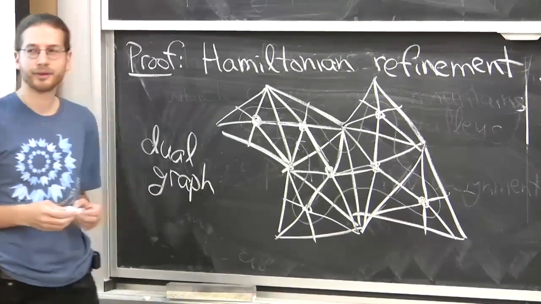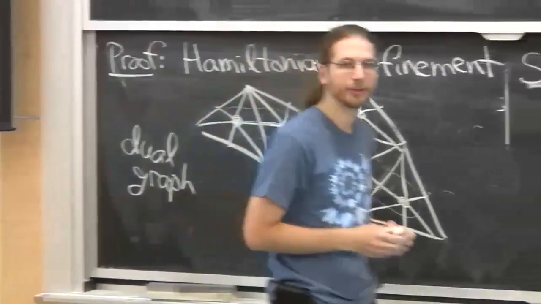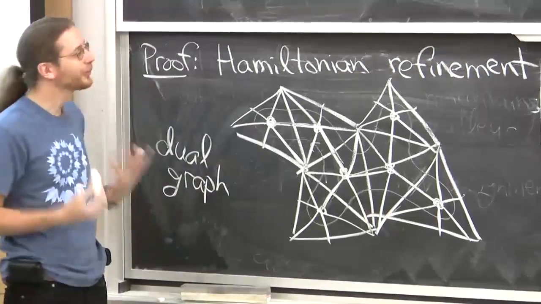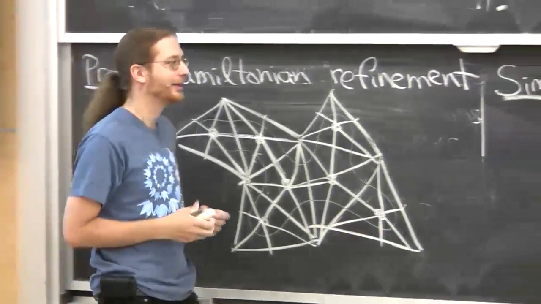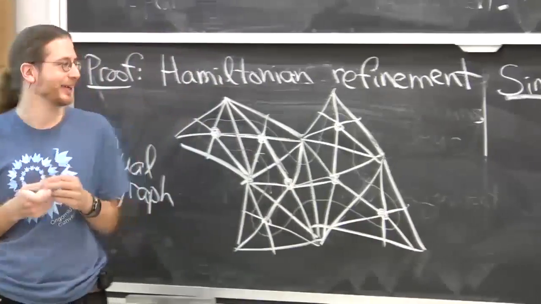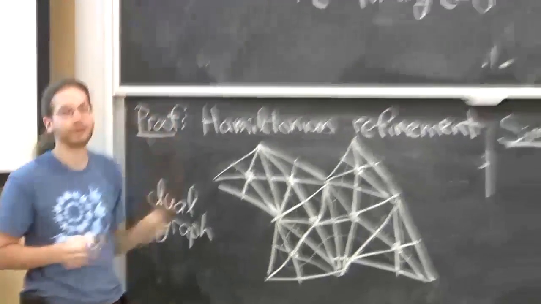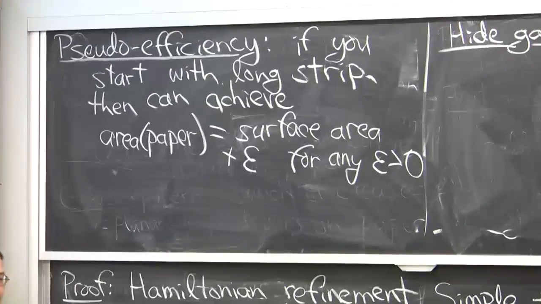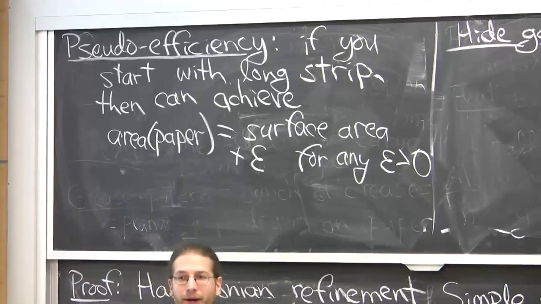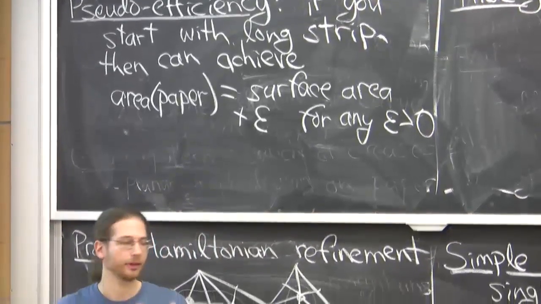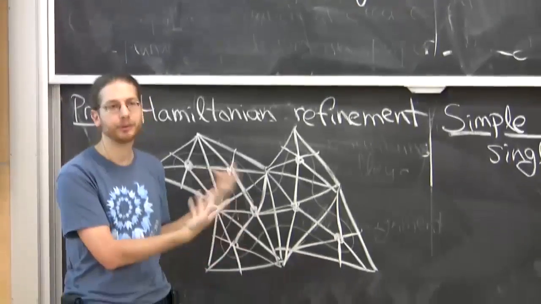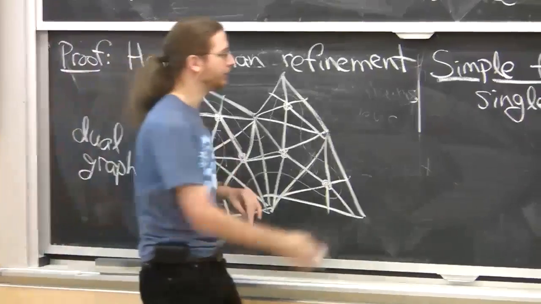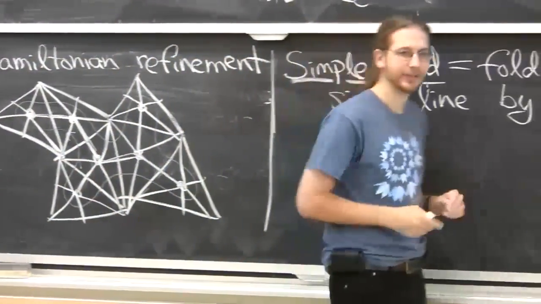Questions? Why is it called pseudo-efficiency? Well, I made that up, but why is it called pseudo-efficiency? Because it's not really efficient. It is efficient, I agree, but only with this crazy assumption that you're allowed to start with an arbitrarily narrow strip, and that's not really practical. The practical origami problem is I start with a square. How big of a square do I need to fold this shape? And that's something we'll talk about probably next week. So that's been studied, but it's a lot harder. So I'm starting with the easy stuff.